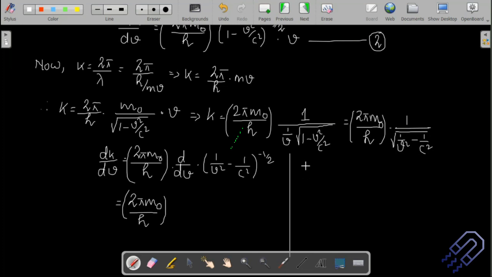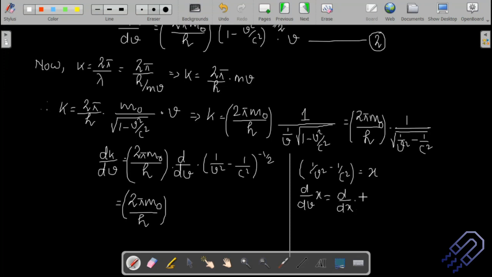So what you usually do is we use the substitution method. That means we can write this as 1 minus v square by c square, and replace it with, let's say, variable x, right? So we have to find d/dv of x. We can write it as d/dx of x into dx by dv, so that this dx and this dx get cancelled and we get d/dv, right? This is what we are supposed to do in the substitution method.